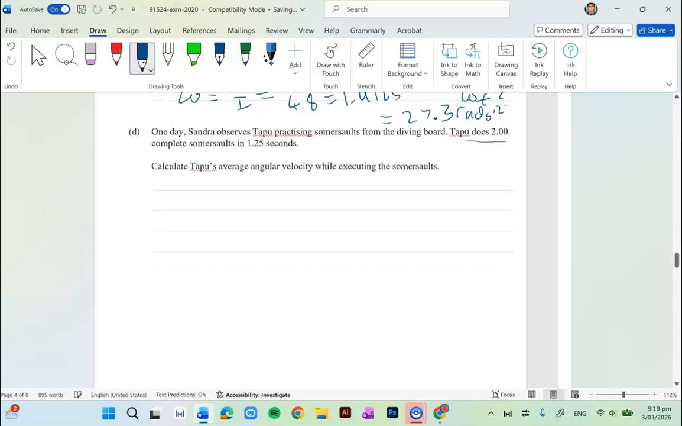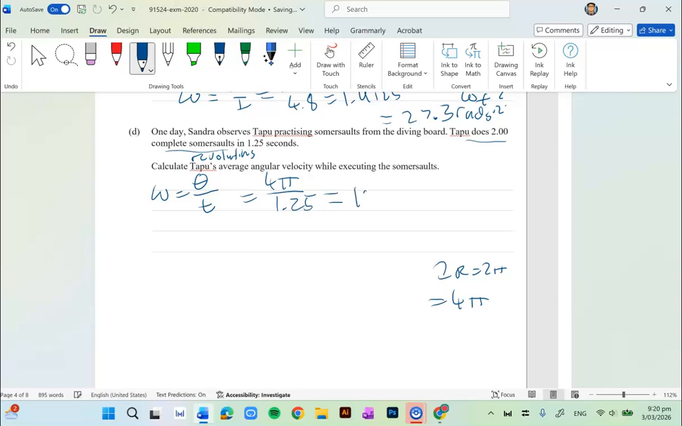Sandra does 2 complete somersaults, so that's just another way of saying revolutions. So, 1 revolution equals 2 pi, that means it'll equal 4 pi because it's 2. Average angular velocity, cool, that's literally just this, equals the angle of 4 pi divided by 1.25. Chuck that in our calculator. Nice easy question. That's going to give 10.05, which we're just going to round to 10.1 radians.